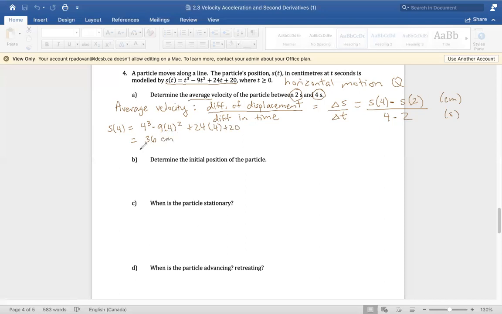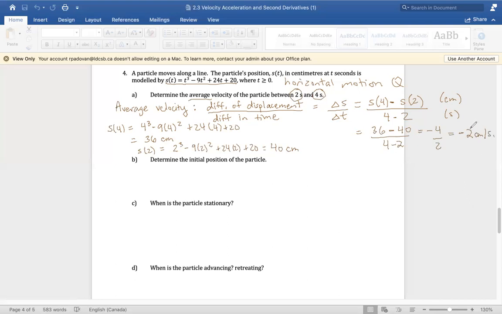So same at a time of 2 in my displacement function, I would have 2 cubed minus 9 times 2 squared plus 24 times 2 plus 20. And again, I think you guys can do the math. I have an answer of 40 centimeters. So then going back to our formula here, S at a time of 4 is 36 minus 40 over 4 take away 2 is -4 over 2, which is -2, remember, centimeters per second.